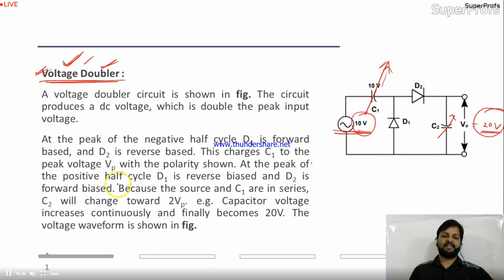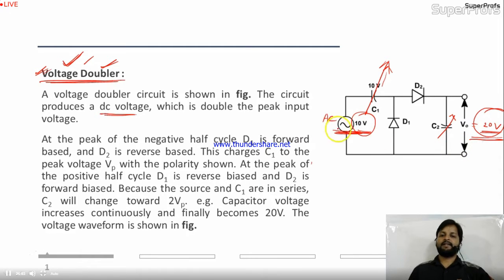Okay. So this is the trick over here. So let's see the trick. A voltage doubler circuit is shown in the figure. The circuit produces a DC voltage which is double the peak input of the voltage. See, it will introduce only DC voltage. At the input stage you are having which voltage? AC voltage, right? But at the output stage you will definitely get DC voltage only.